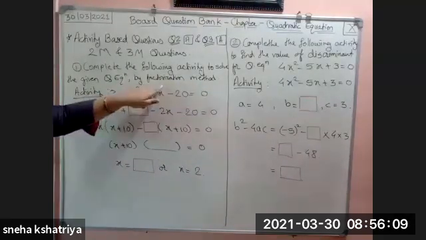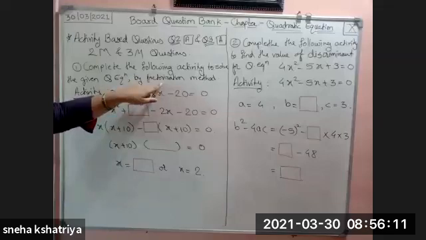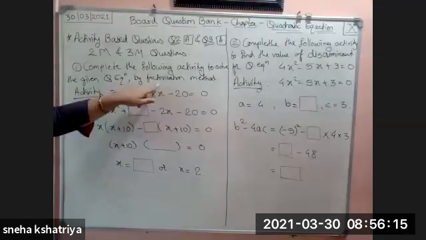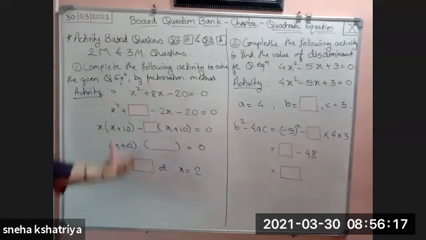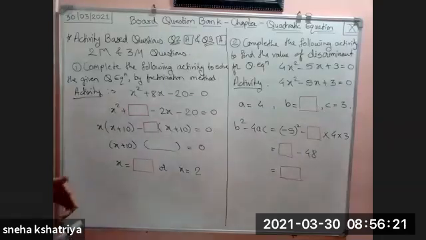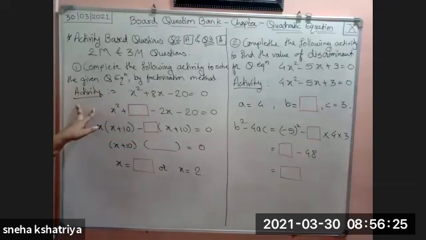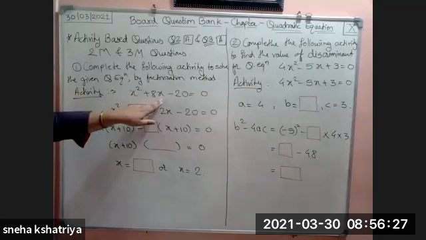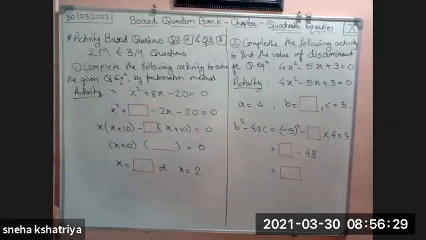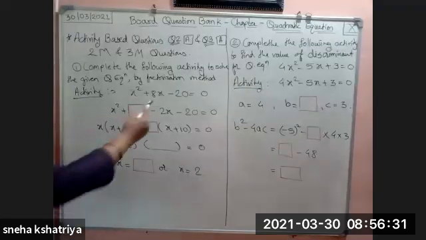We know about the factorization method. What is factorization method? Whatever the quadratic equation is given to us, we find out the factors and we find the values of x. We are not going for the formula section. We are going directly by factorization method. So here is the activity given to us, that is x square plus 8x minus 20 is equal to 0. So we have to find out the factors.